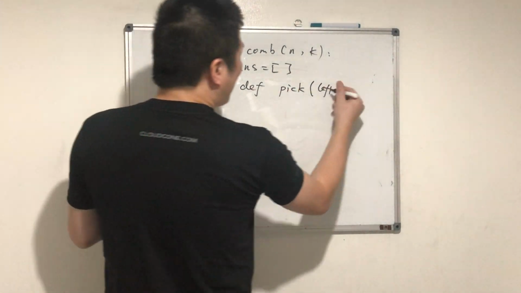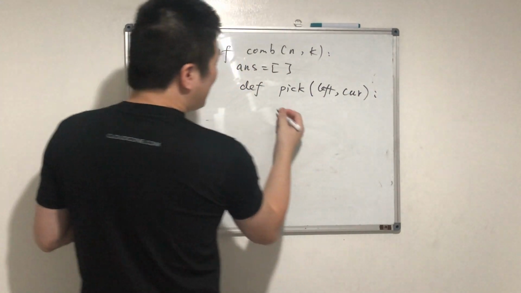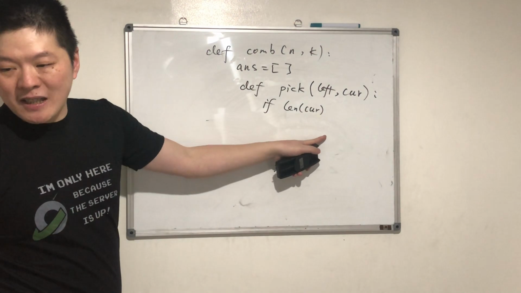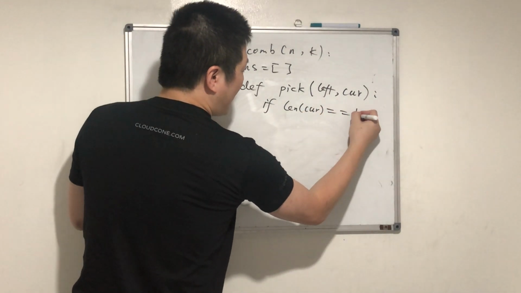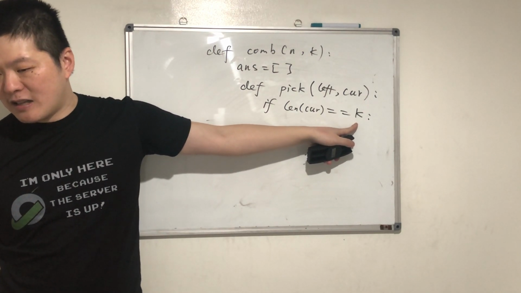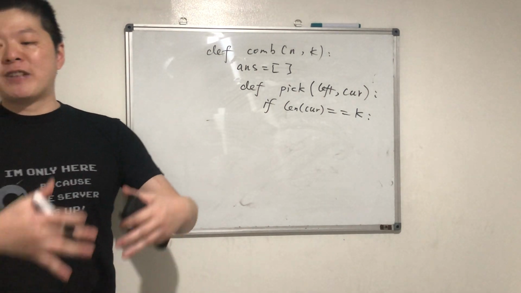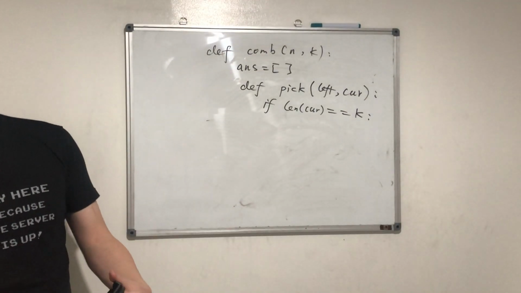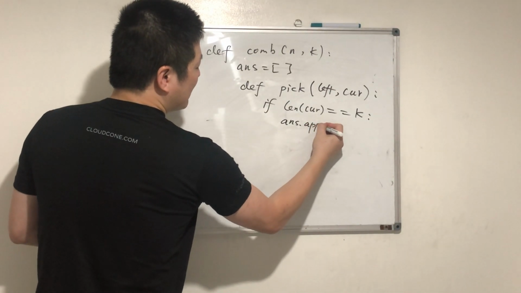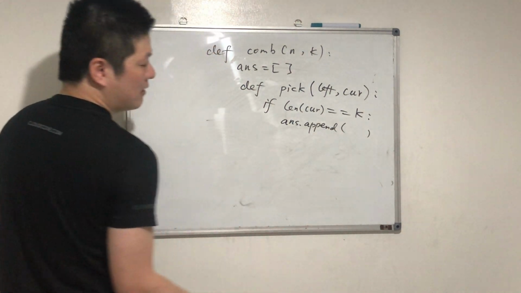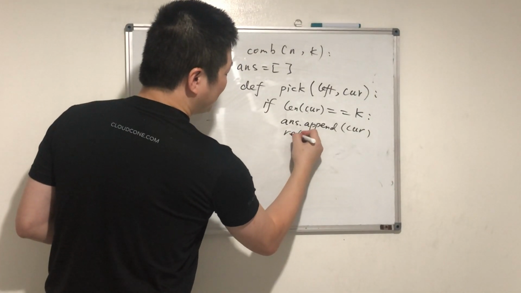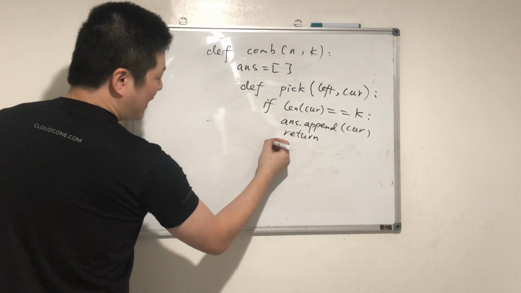So we have the left, and then we have a current solution. If the length of current equals k, if we currently have k apples in the basket, what should we do? We have now found a solution, right? Then we do answer dot append, append the current, and return. We just return and don't continue.